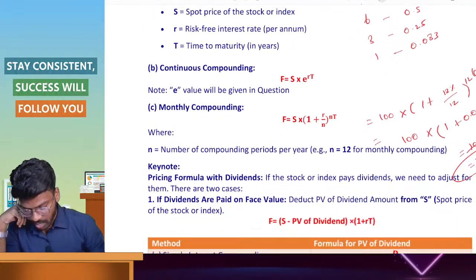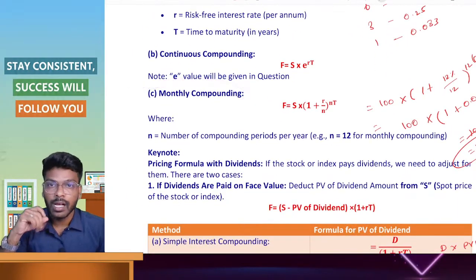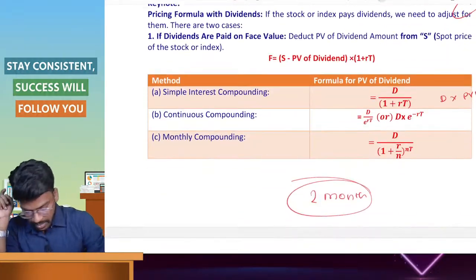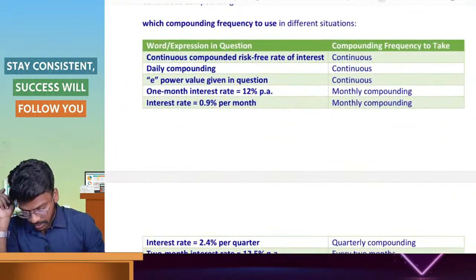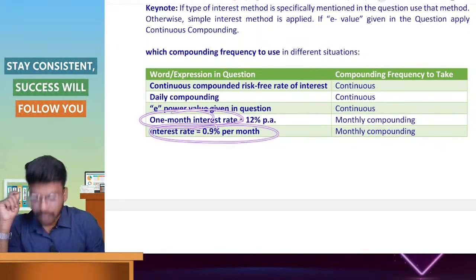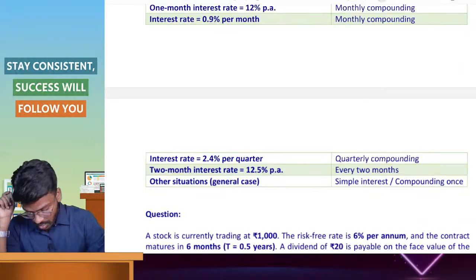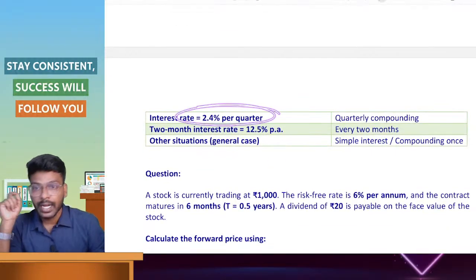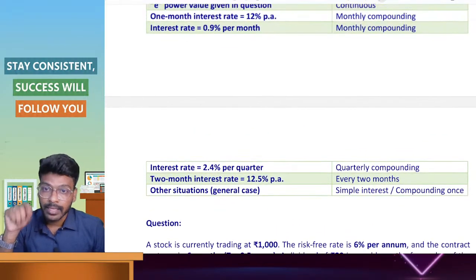Continuous compounding, monthly compounding. Next is monthly compounding. Monthly compounding is to be applied when the question provides you a 1 month interest rate, or the interest rate is for a per month period, or interest for per quarter. Then you have to apply monthly compounding.